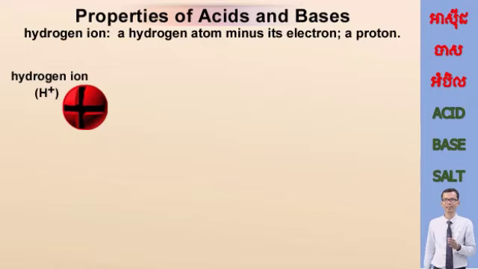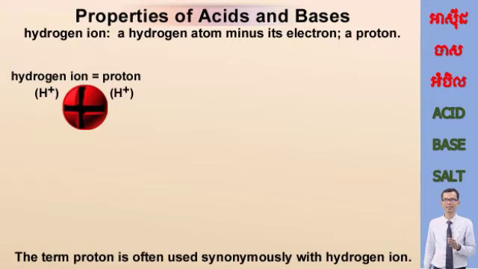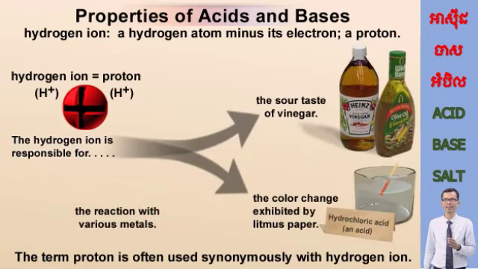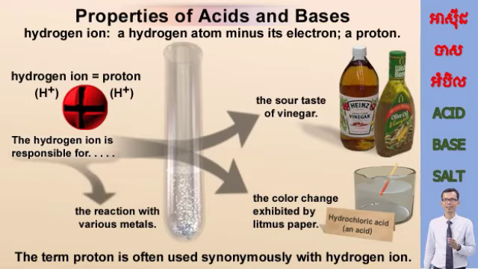The properties of acidic solutions are due to the hydrogen ion. Often the term proton is used in lieu of hydrogen ion. The terms hydrogen ion and proton indicate slightly different concepts, but are used interchangeably by most chemists. It is the hydrogen ion, or proton, that is responsible for the sour taste of vinegar and the color change to red exhibited by litmus paper. It is also the hydrogen ion in acidic solutions that reacts with various metals.